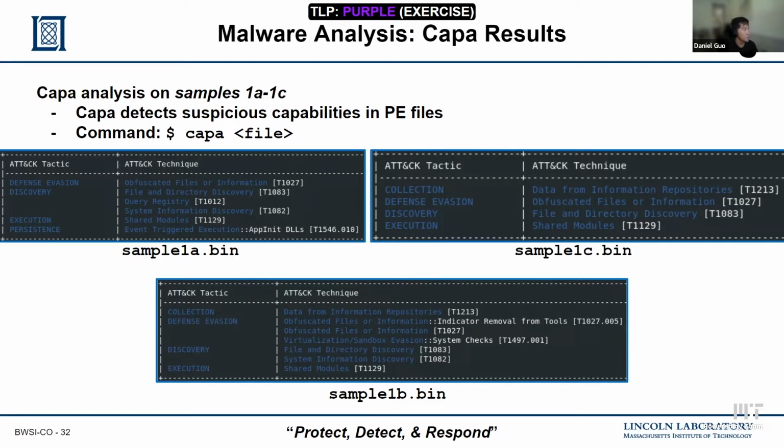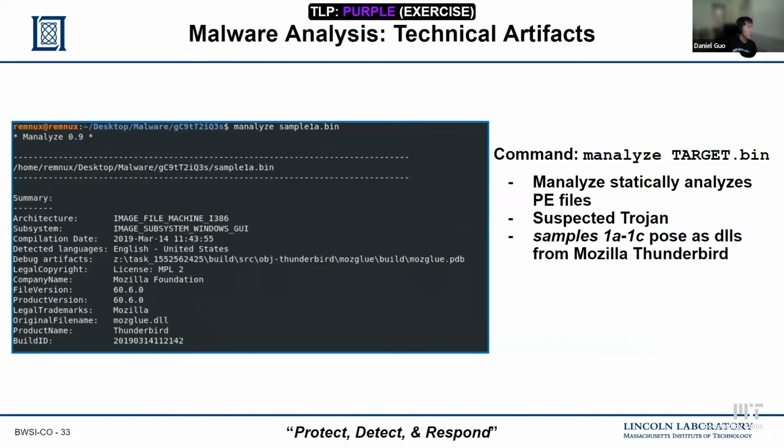And we also decided to use Capa because Capa is also a static tool to analyze PE files. And Capa gave us these results shown, which support the conclusion that the malware is evaders as well as spyware, as you can see with the discovery. And we also used Manalyze to statically analyze these bin files. And the results show us that these bin files are trying to pose as legitimate files from Mozilla Thunderbird specifically, which determines that these bin files are Trojans.